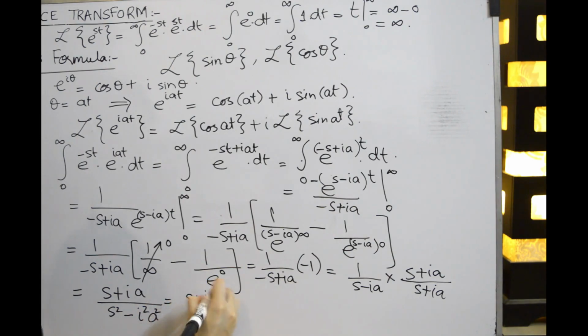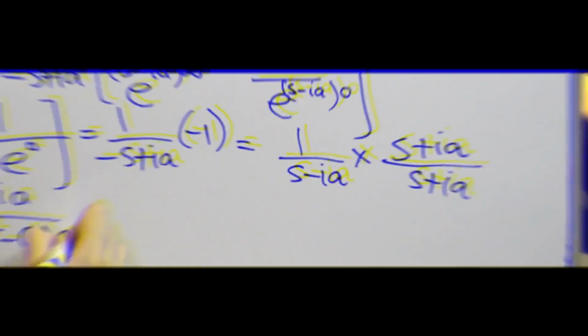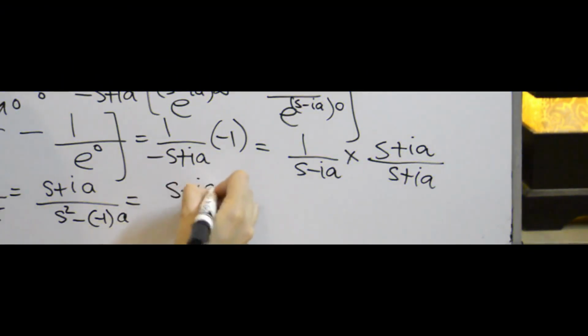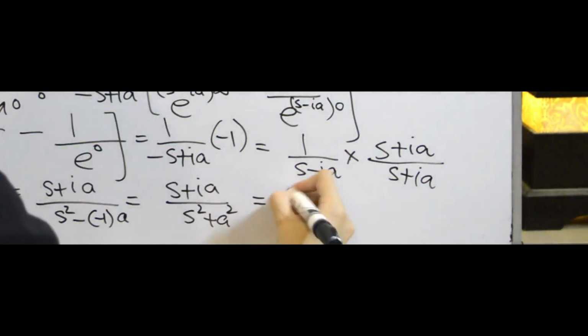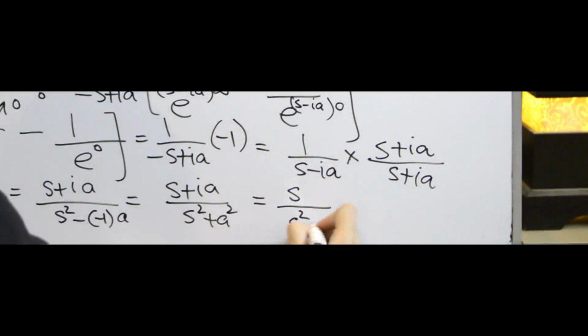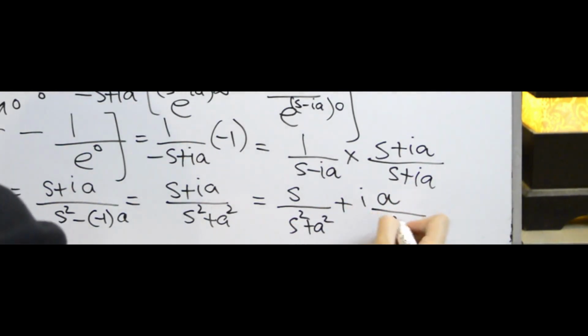So s plus iota a divided by... iota square is minus 1. So minus into minus 1 is, I would write it as, plus 1 into a square. So s plus iota a divided by s square plus a square. Now I can write it term by term: s divided by s square plus a square, and iota into a divided by s square plus a square. So this is the real part and this is the imaginary part.